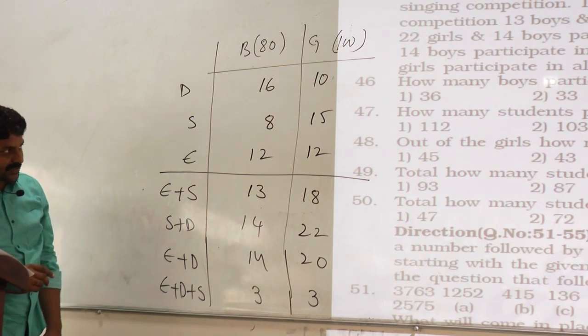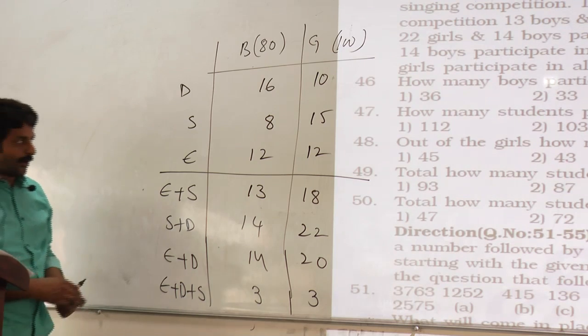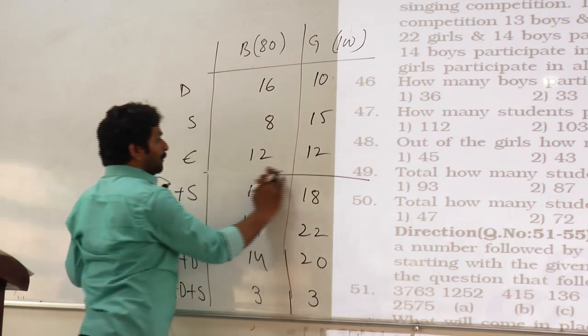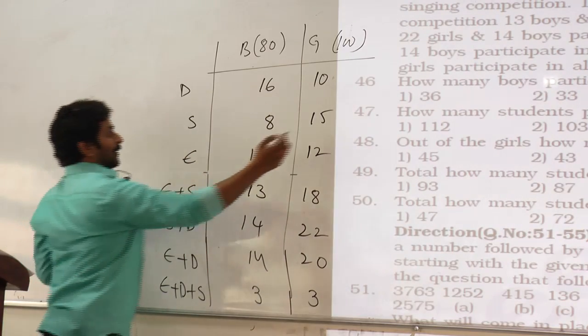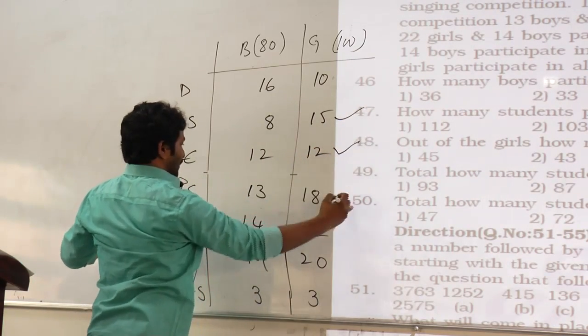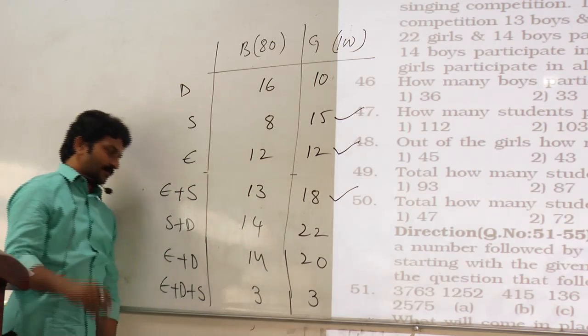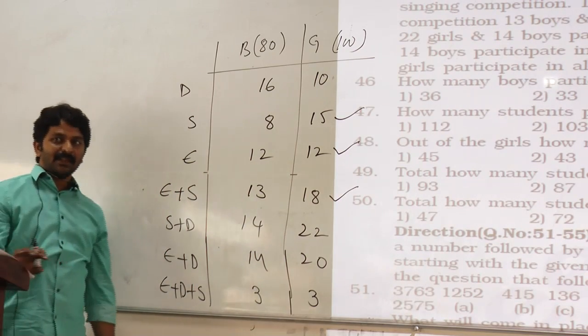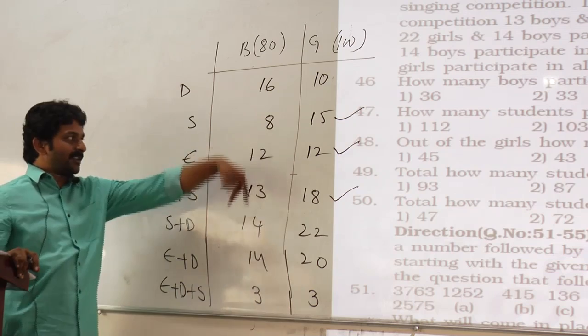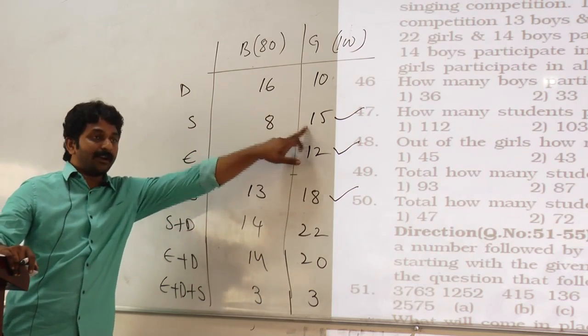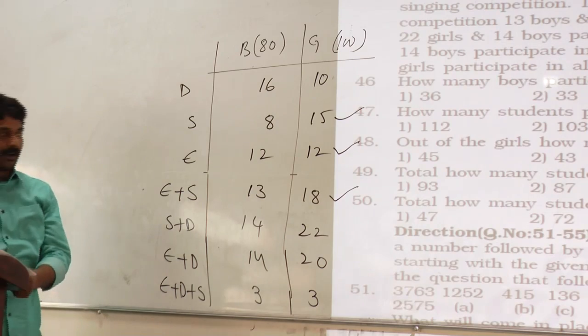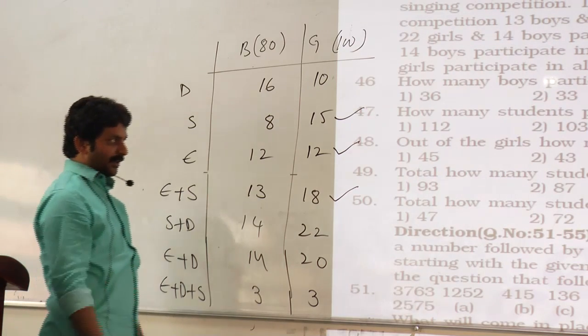Out of the girls, how many do not participate in drawing? You are not supposed to have drawing, D. This one, this one, this one, that's it. In all other values you have D. Sum of these 3 numbers, 15, 12, 18, 30, 45. 45 do not like drawing, do not participate in drawing.